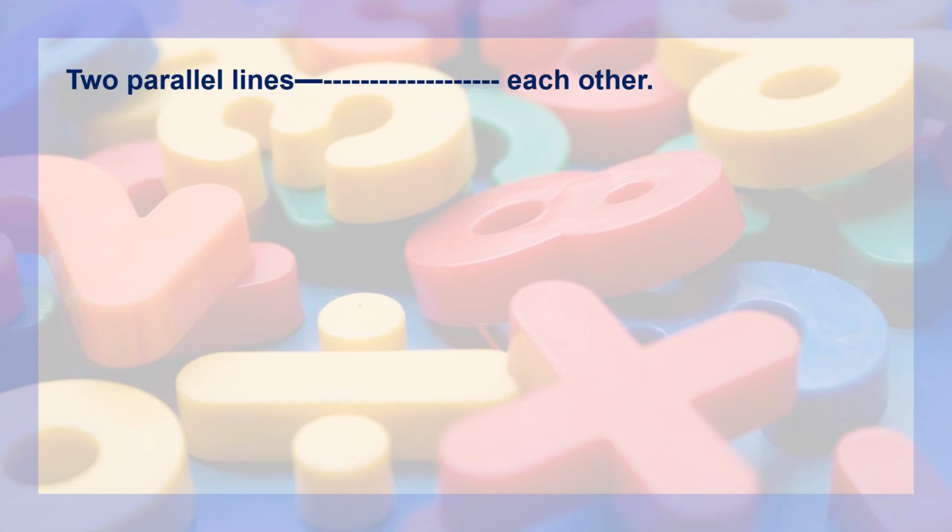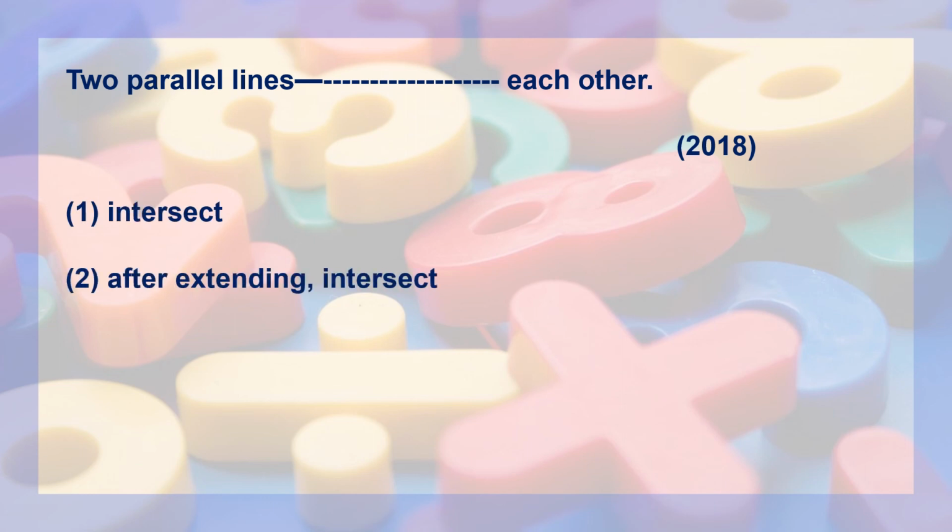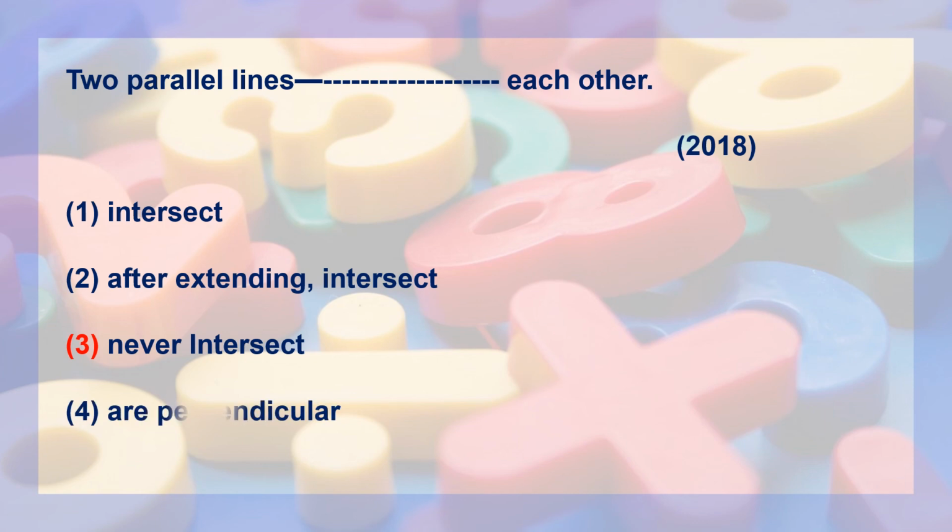Two parallel lines dash each other. This sum had come in 2018. Two parallel lines after extending intersect each other, or never intersect each other, or are perpendicular to each other. Now, as I told you, parallel lines will never intersect each other. So option number 3, never intersect each other. Okay, that is the correct option.